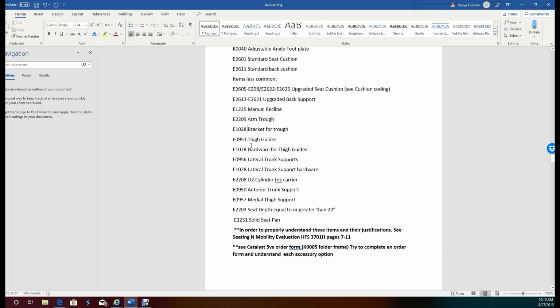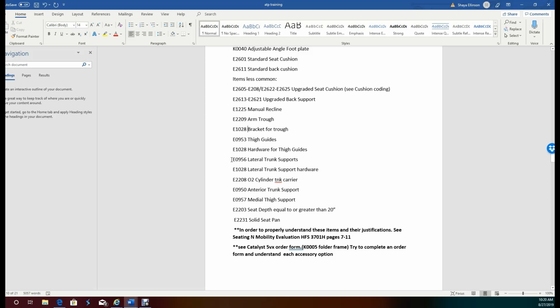E0953 are the thigh guides. Those are the outside guides that help the patient's feet stay straight. If the patient is abducted, their feet splay open, you want to make sure you're putting thigh guides on the sides to get their lower extremities at neutral so their feet go straight down as well. Their positioning is much better. Every E0953, how do you attach it to the wheelchair? With the E1028 hardware for thigh guide.